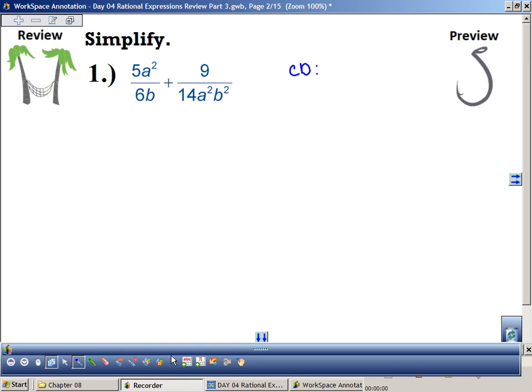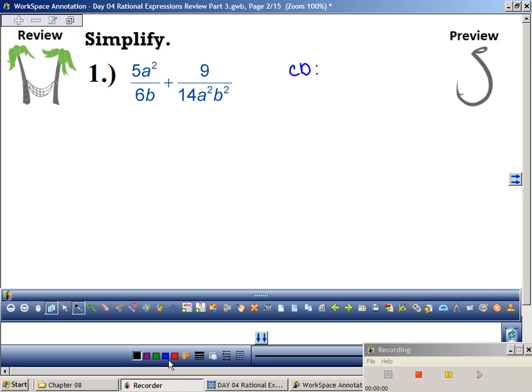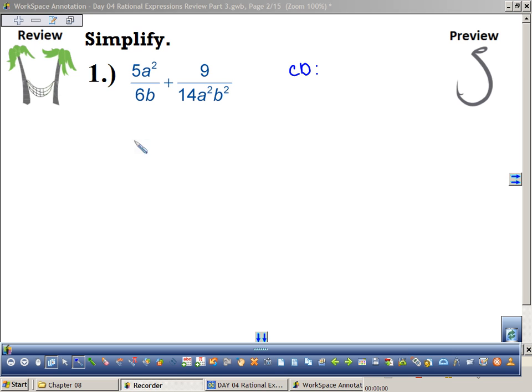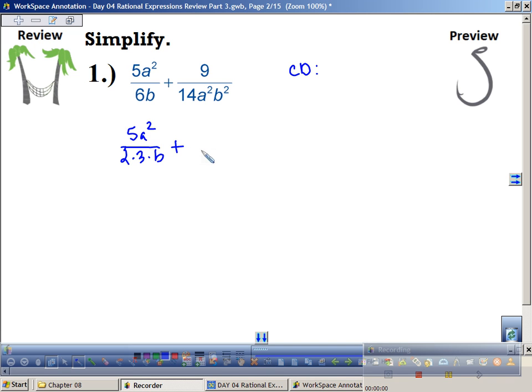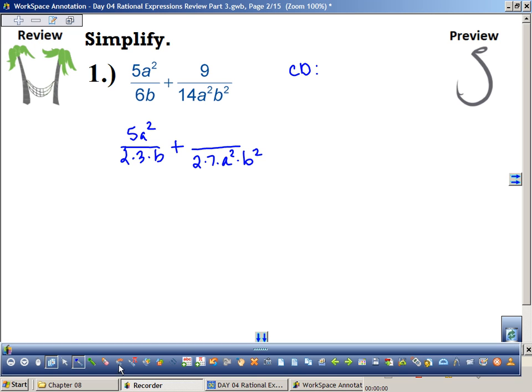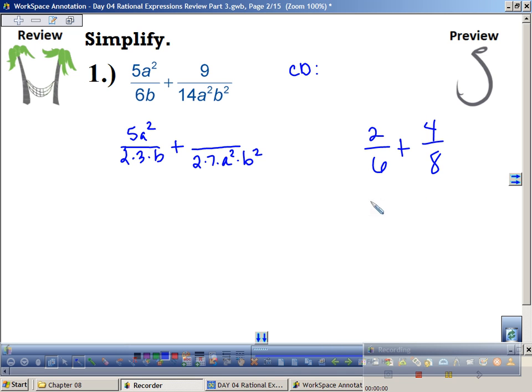What is the CD? Well, let's break this number down. This is the way I would do it. If I break this number down, this is 2 times 3 times b, and my numerator is 5a squared. And if I break this one down, I have 2 times 7 times a squared times b squared. So we must, just like if you had 2/6 plus 4/8, I know those reduce, but just bear with me. This is a 2 times a 3, and this is a 2 times a 4, right?